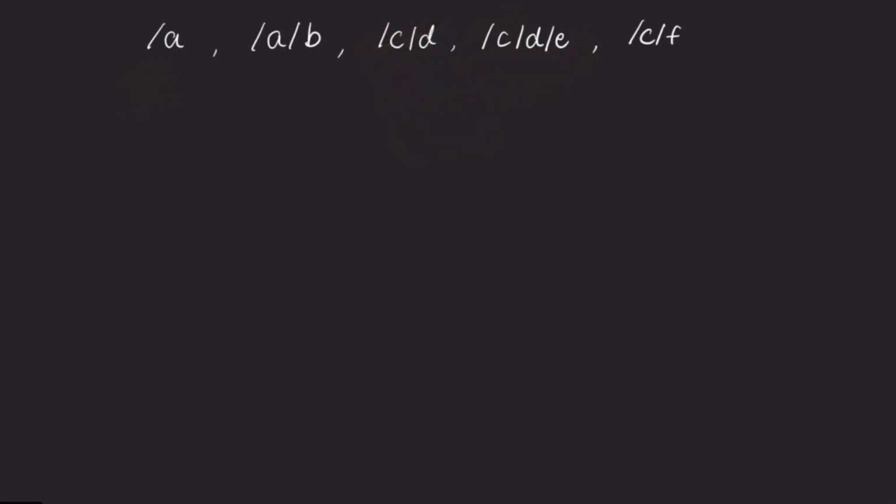Then if we see this one, CNF, here the parent is C, right? But C is not present in the array. So this is not a subfolder. But if /C would be present, then this would be considered as a subfolder of C, right? So you need to remove all the subfolders from your array and then return it as your answer.